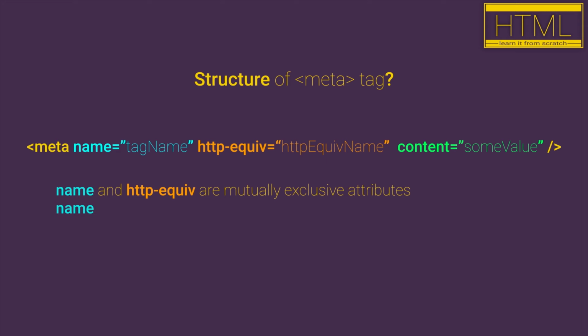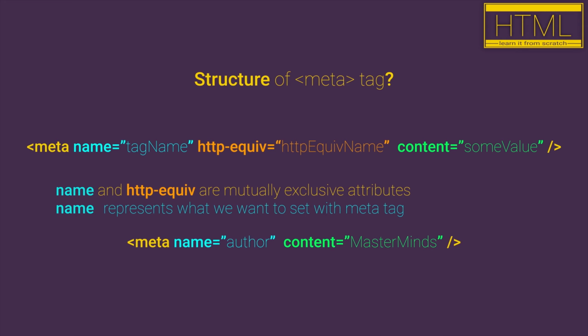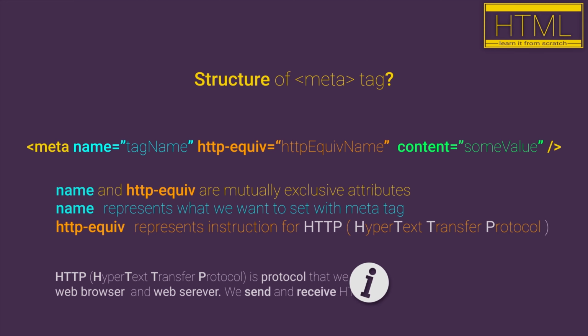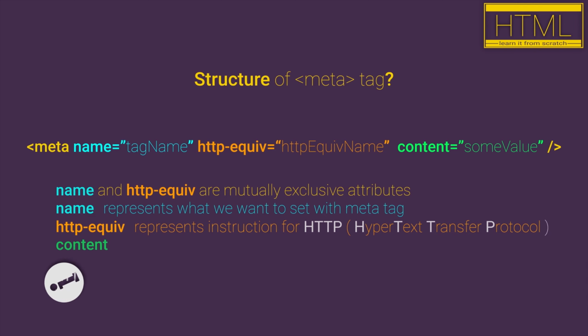Name HTML attribute represents what we want to set with the meta tag. So if we want to set who is the author of our website, for name, we need to set value author. http-equiv is attribute that we use to represent instruction for our HTTP protocol. So basically things like what type of content we are sending in our document can be set here.